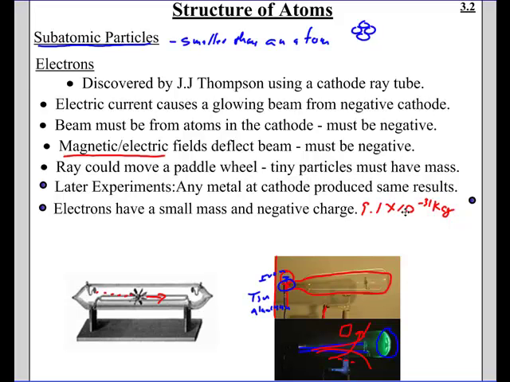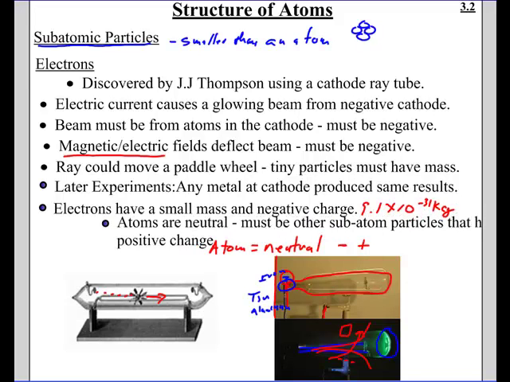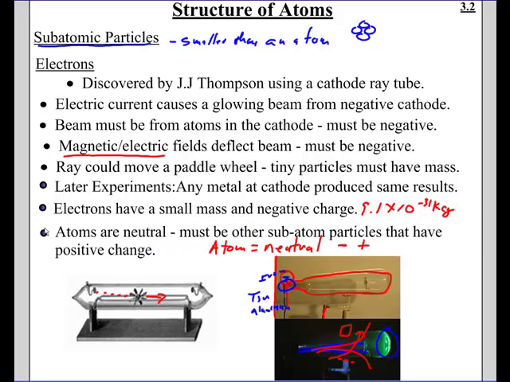But wait a minute. Here's the part that's confusing. We know that atoms are neutral. Well, if atoms have some kind of negative thing, what must also be present? A positive thing, right? And so that led to the idea that there must be some other subatomic particle that has a positive charge. And that took another 40 years or so to discover.